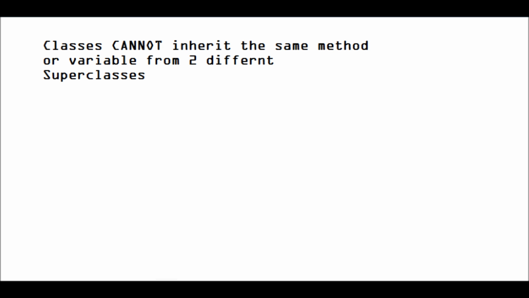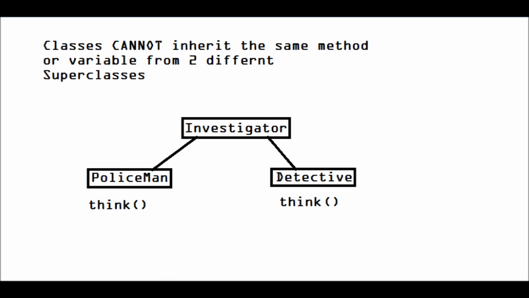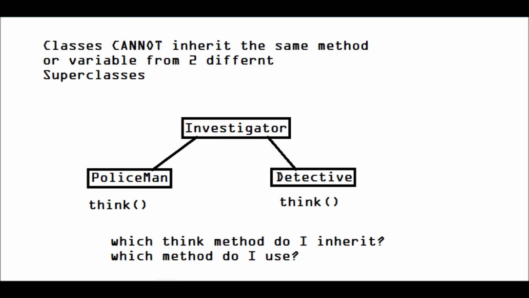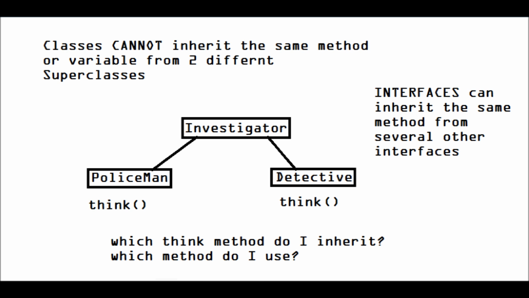Alright, so classes cannot inherit the same method or variable from two different superclasses. So here we have Investigator inherits the properties of Policeman and Detective, and they both have a method called think. Now you can't do that, because which method do you inherit, which method do you use when you call the method think in Investigator? You don't know, so you can't do that. That's illegal. However, interfaces can, because, hey, no problem, you just make a duplicate and there's no problem with that.